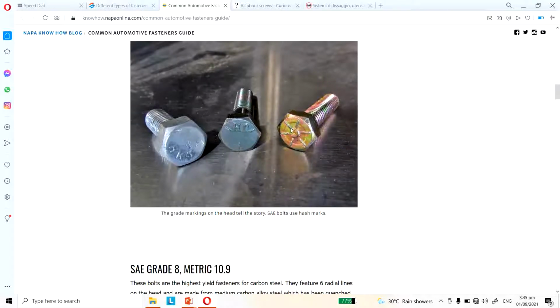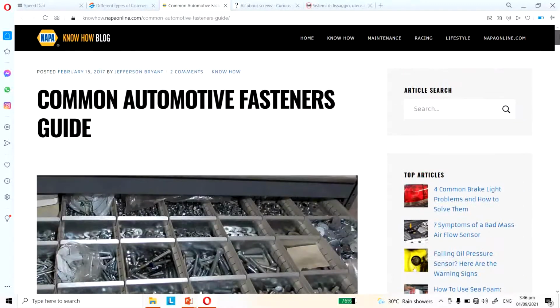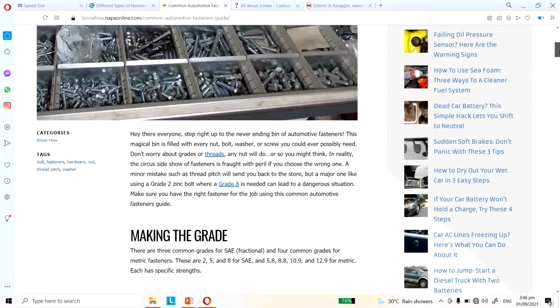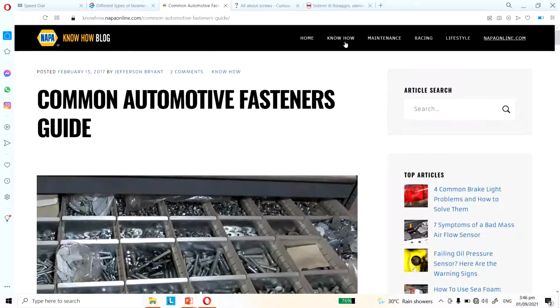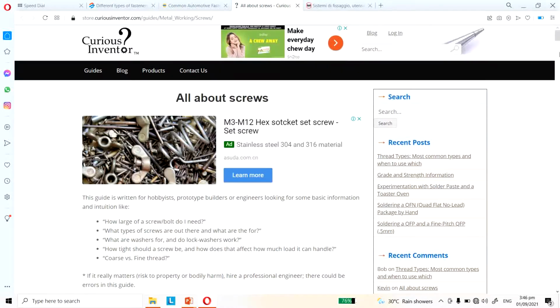If you have a higher number of lines right here, then that means it is a higher grade as compared to this one, which has only three lines, or hash marks here. Okay, so you can read this article. Actually, it's very helpful also.